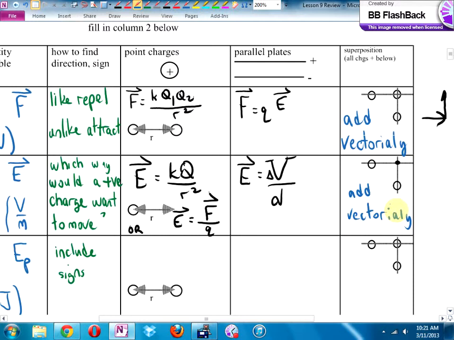How do you figure out the direction? Which way would a positive want to move at that location if it could? One charge at a time.